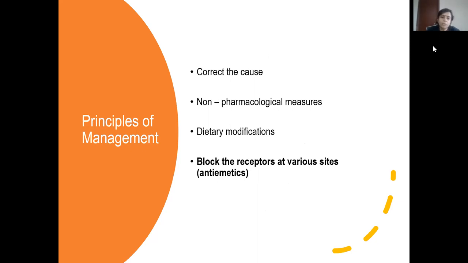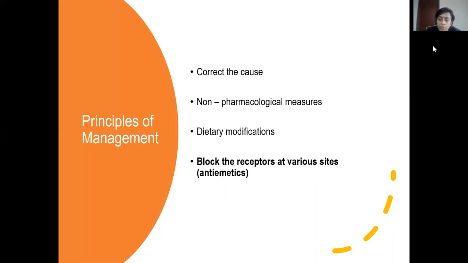So what are the principles of management? It is the same for all the symptoms. First thing to start with, correct the cause, treat the treatable. Understand what is the cause of vomiting. Understand why this person is vomiting. Just do not assume. You might have heard in the symptom management session, we can't assume that, okay, this patient has cancer and is undergoing chemotherapy, so probably he is vomiting because of that. There may be hundreds of other reasons why he is vomiting. So understand the cause of vomiting.